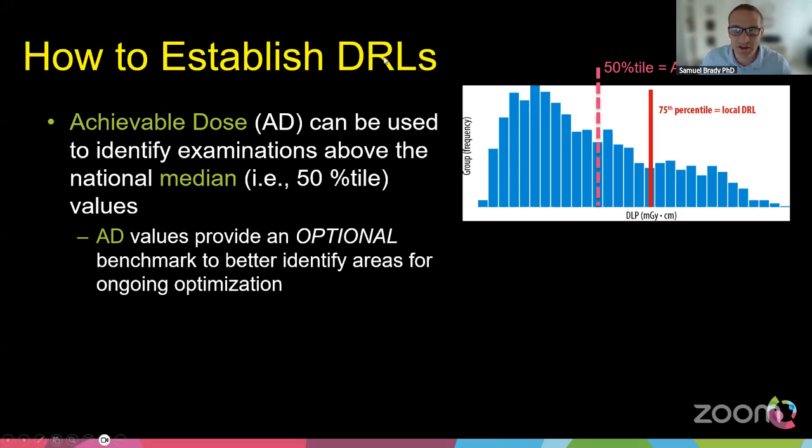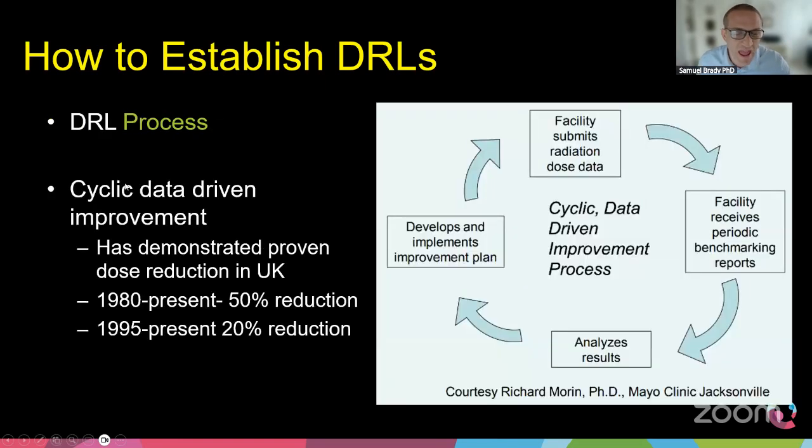So DRLs come in two flavors. One is the 75th percentile, which is what we are all aiming to be at or below. And then we have the optional opportunity to further optimize below the 50th percentile. And then finally, the DRL process, which is very straightforward. It's this idea that once we've established DRLs, we are not finished. We've only just begun the process.